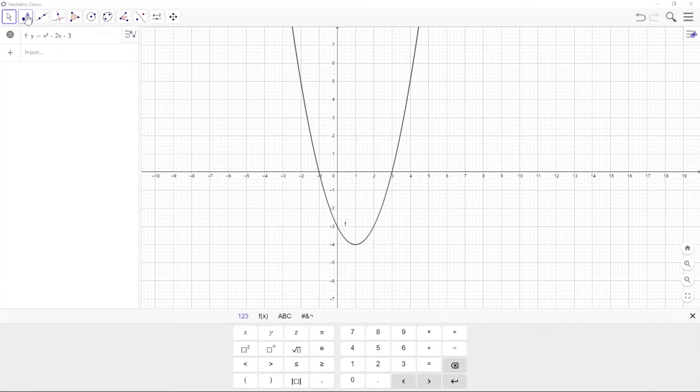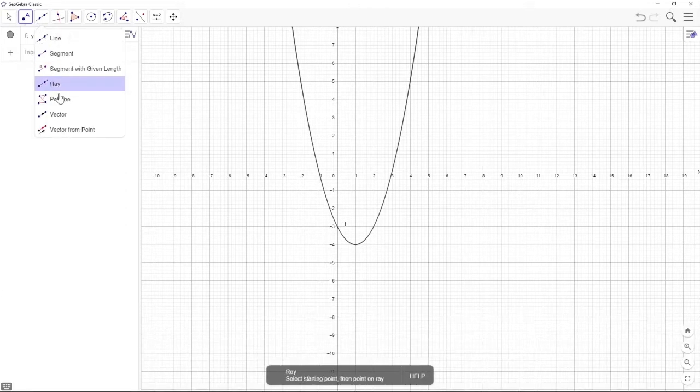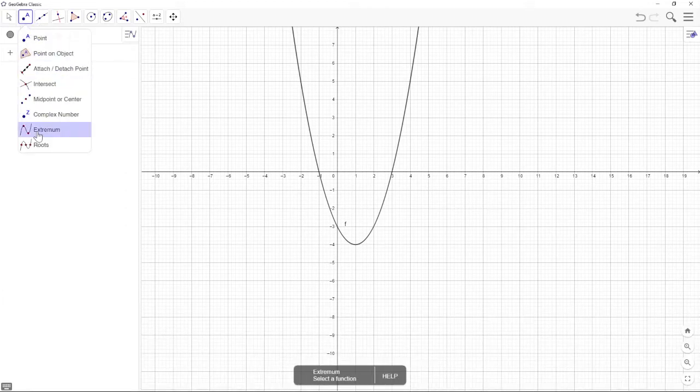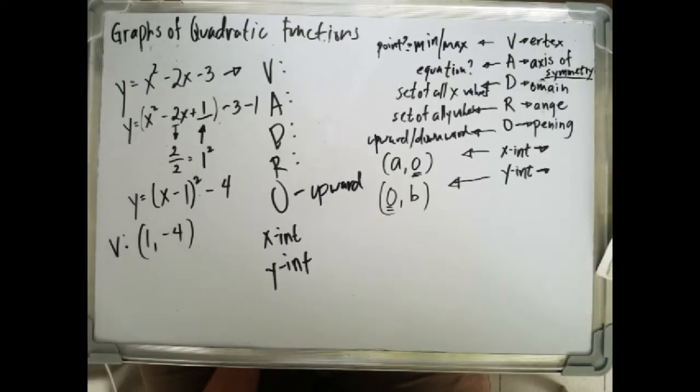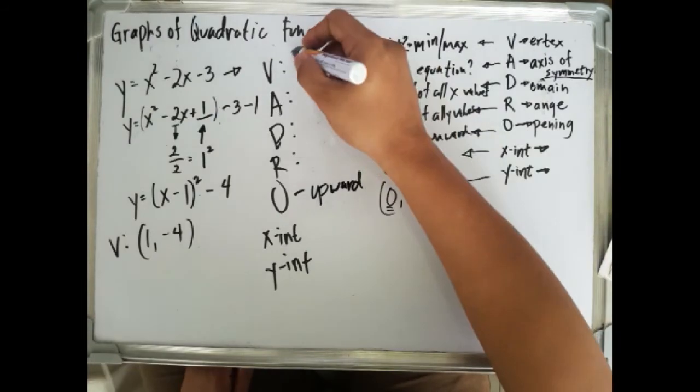To make sure, let's make the application tell us the vertex. You have the extremum tool, as you can see from the icon, for maximum or minimum. So we click on extremum, then click on the graph to get the vertex. The vertex is (1, negative 4). So, correct. So let's write down that the vertex is (1, negative 4).